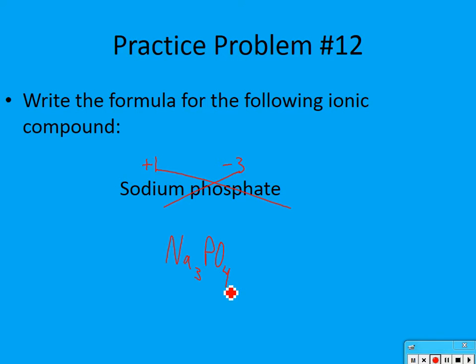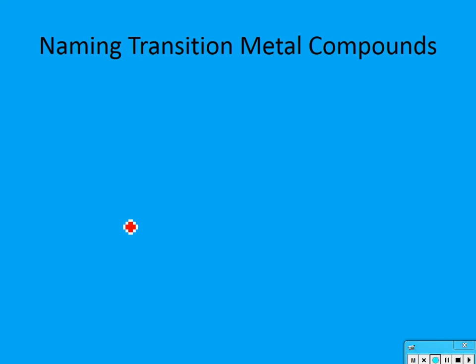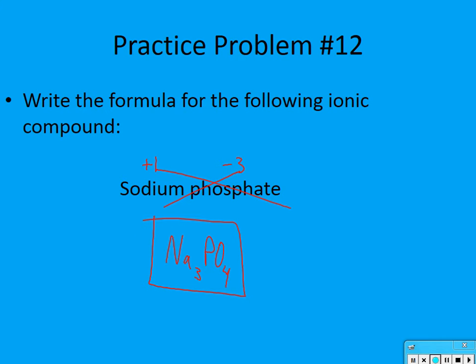Okay, now do I need to bring the 1? No. So that's sodium phosphate. Very good. I should have put an example here where this number was not a 1. Let's say it wasn't, but let's just say this sodium has a +2 charge.